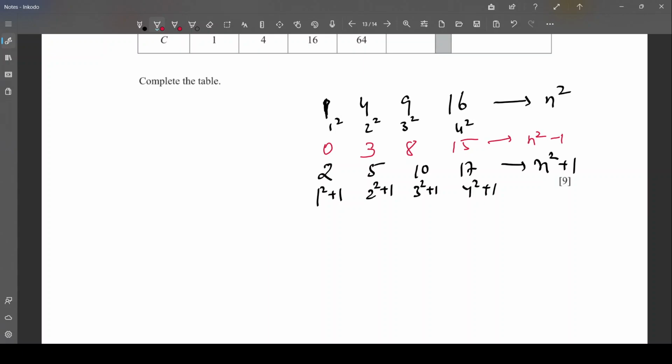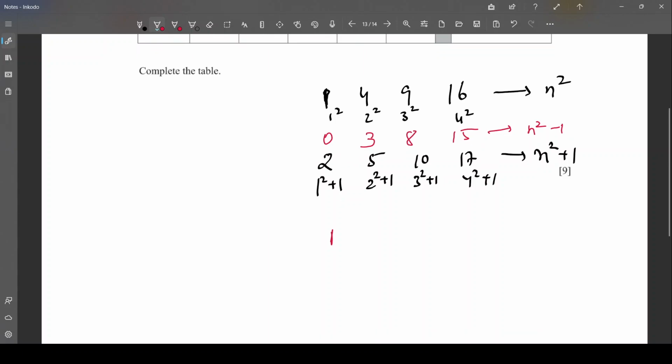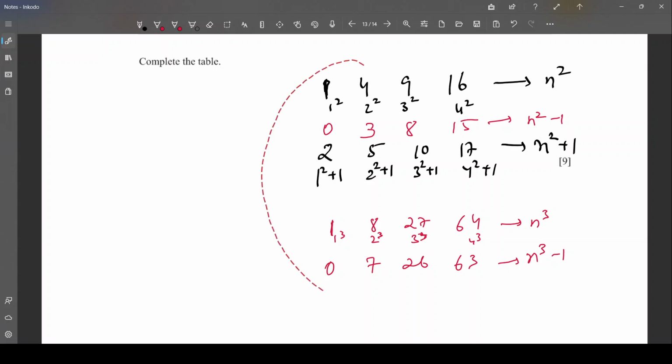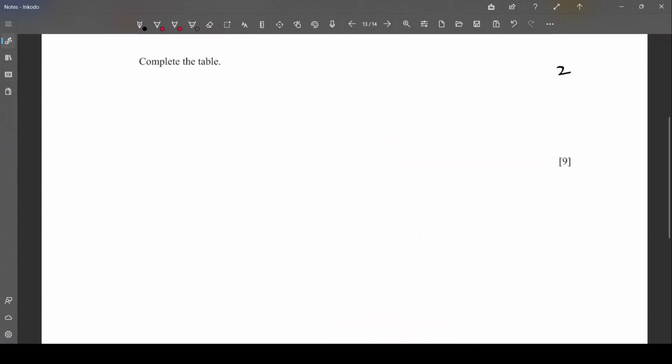Same way it can be in the case of cube also. I'll just give you a brief introduction of that also. 1, 8, 27. Then we have 64. This is cube, right? 1 cube, 2 cube, 3 cube, 4 cube. So nth term will be n cube. But if I write this as 0, 7, 26, 63, then you will say n cube minus 1 is the nth term, because 1 is subtracted from the n cube. So keeping this basic idea, let's do questions based on this.